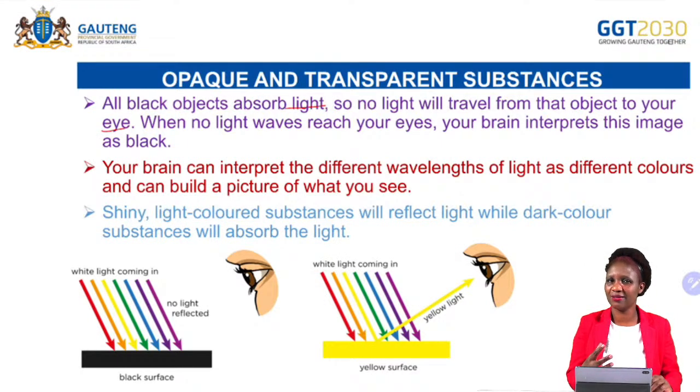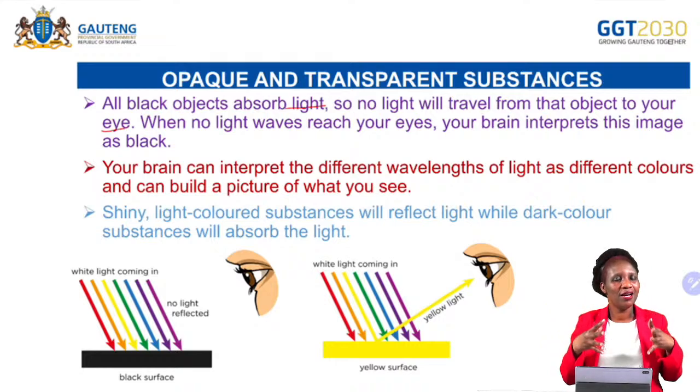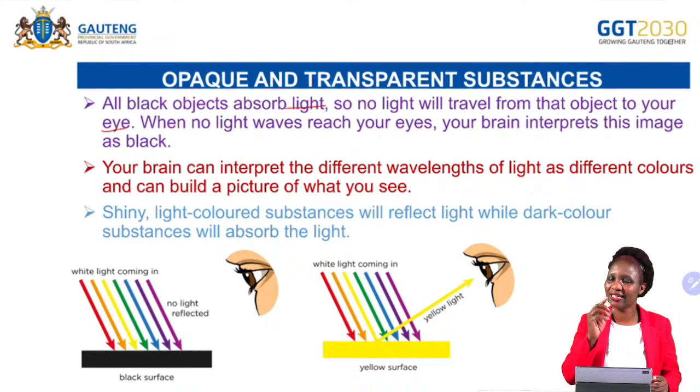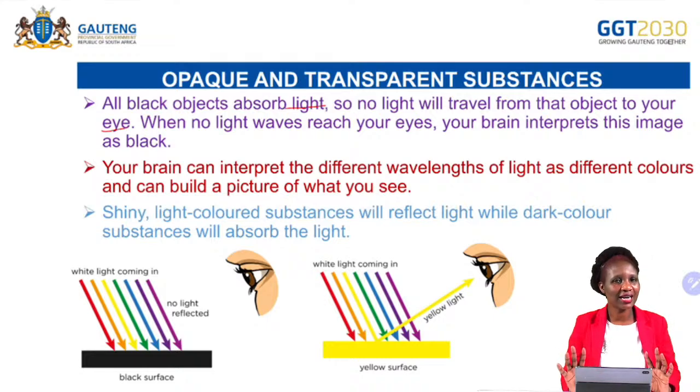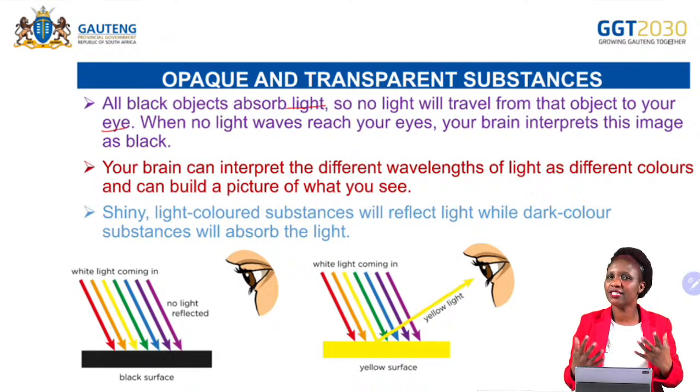Why are we saying that? If white light strikes a black substance or object, there is no light that is going to be reflected back to our eyes. You get that? Remember, we only see the color of an object because light is being reflected to our eyes. If it is not reflected to our eyes, we are not going to see that color, but everything will appear black. Why? Because our minds are going to interpret it as black.